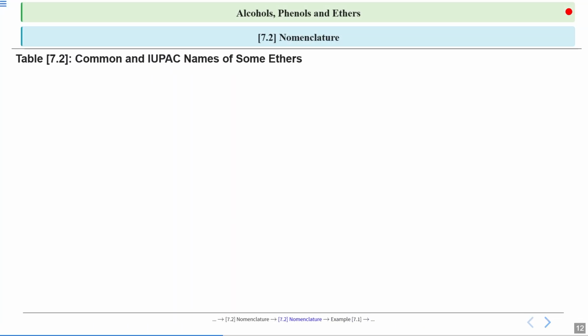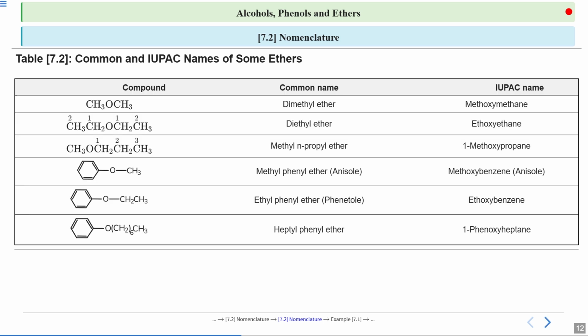Let's see Table 7.2 showing the common and the IUPAC names of some ethers. This table is similarly showing the compound, their common name and their IUPAC name. The first compound is CH3OCH3. The common name is dimethyl ether. Both the R groups are same. And similarly, the IUPAC name will be methoxymethane.